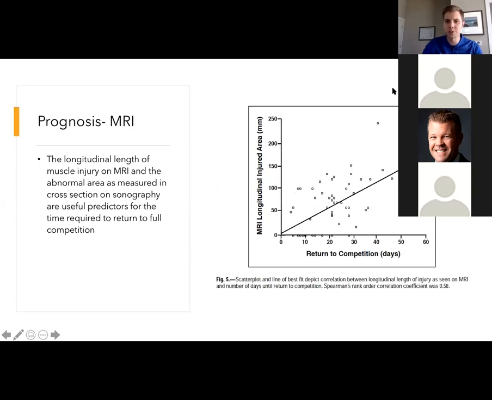So what you can see from this graph below, let me just move my Zoom people down, is that they measured that longitudinal area in millimeters starting from 0 all the way up to 250, and then they had the return to play or return to competition days down below here. You can see typically more of the individuals in that 50 to 100 group were returning to play at that 8 to 20 day time, versus if you're more up here in the 150 and 200s, you're going to take a longer time to return. So that would be something you can look at if your athletes do have an MRI.